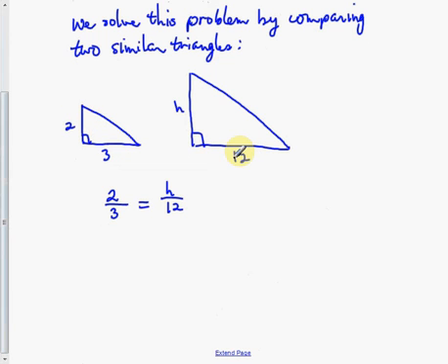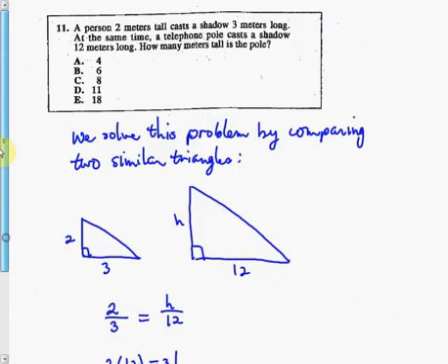So cross multiply, 2 times 12 is equal to 3 times H. 24 divided by 3 is equal to H. So we get here 8, in terms of meters. That's part C.